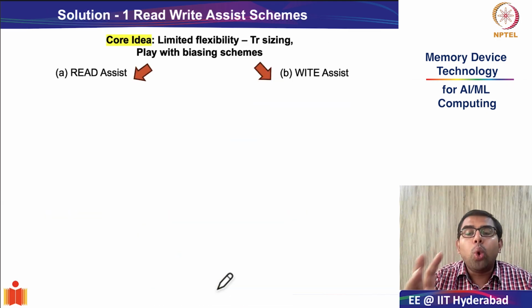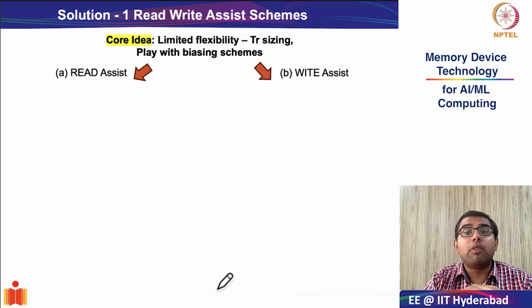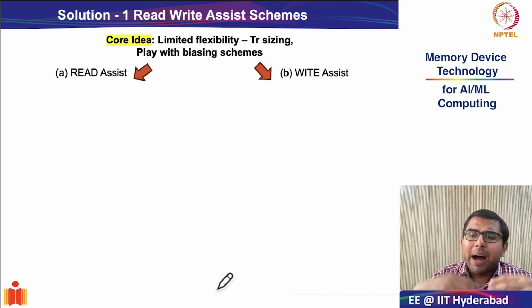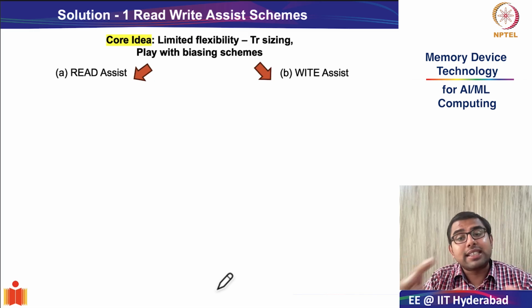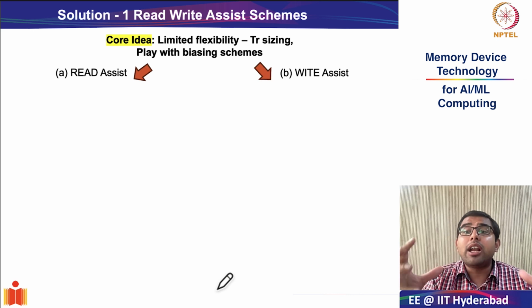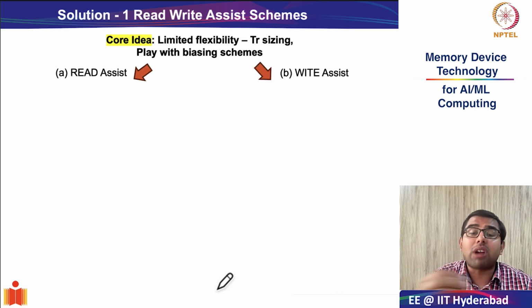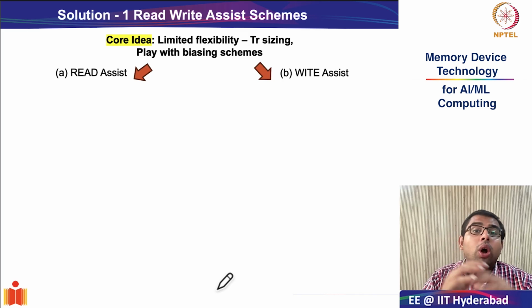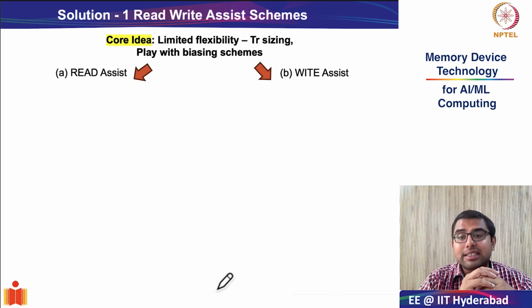There are two key approaches in trying to come up with a viable solution. The first is by using biasing schemes for the 6T SRAM cell, which are slightly modified from what we have been studying. And the second approach is to modify the structure of the 6T SRAM cell itself. So let's start by discussing the biasing schemes first.